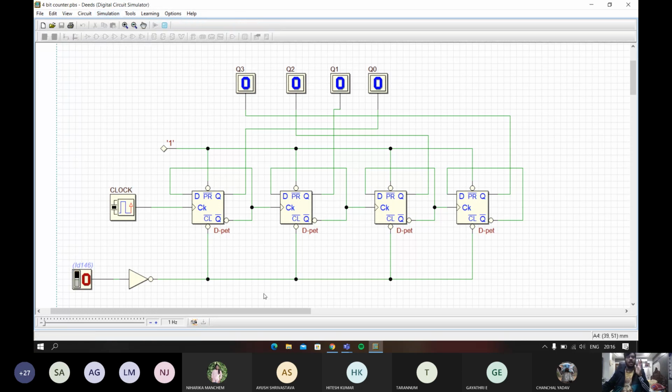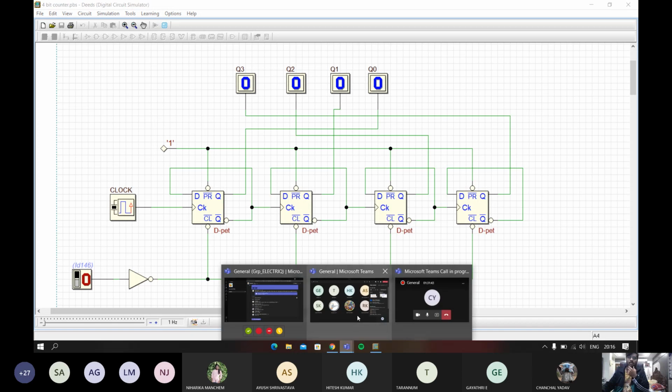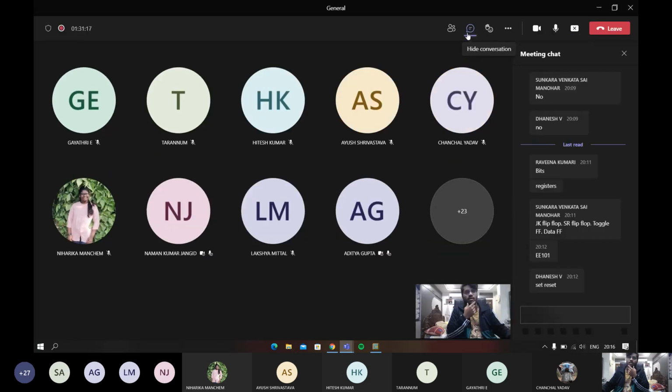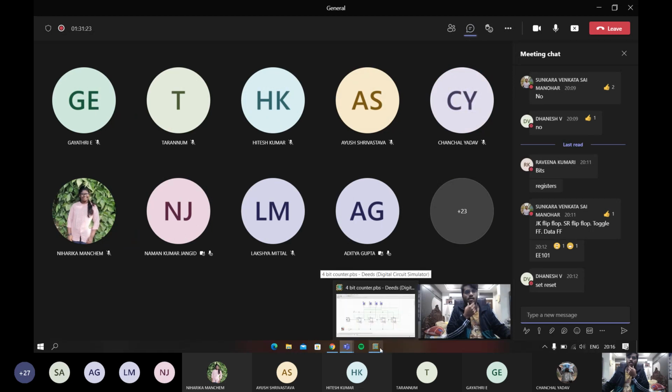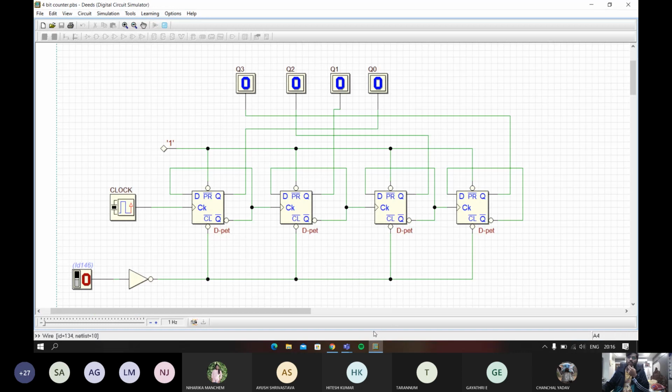Okay, first, I have a question for you guys. As you can see, I started the simulation here, but the counter didn't start counting. Can any of you tell me a reason why? If you know the answer, type in the chat box. So if I guessed it right, I didn't start the clock simulation. As I've told you earlier, flip-flops are edge sensitive, so they change the output only when the edge of the clock occurs. So let's start the clock animation.